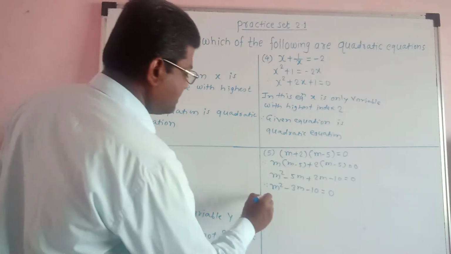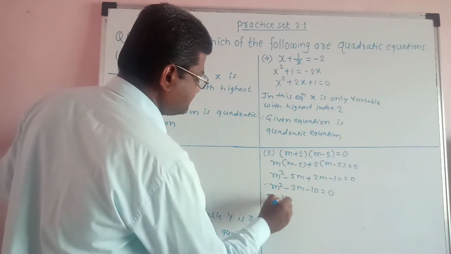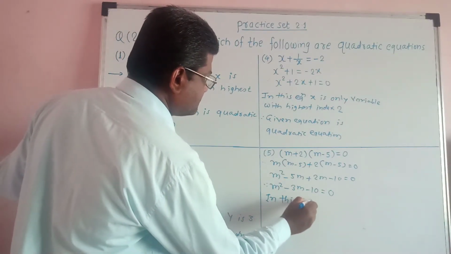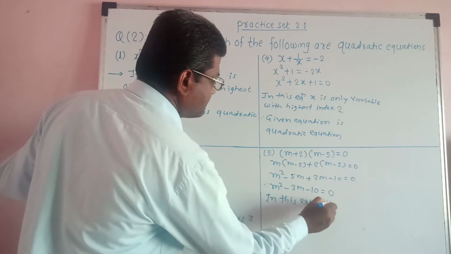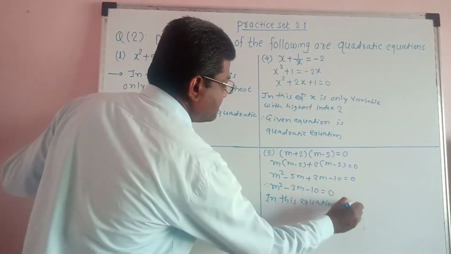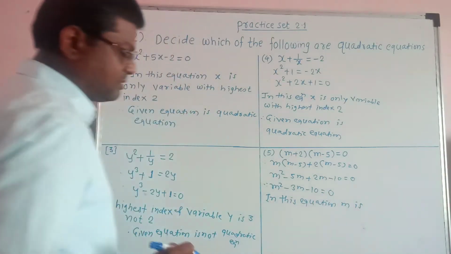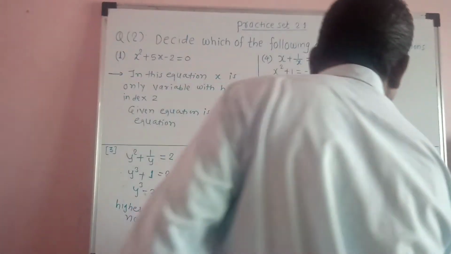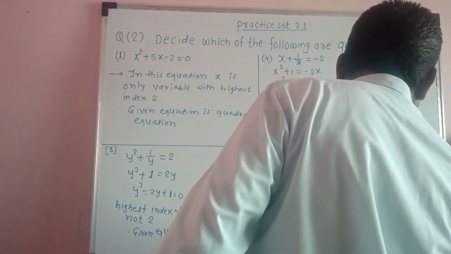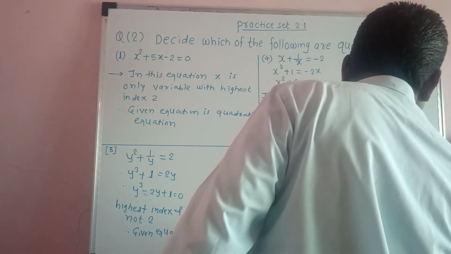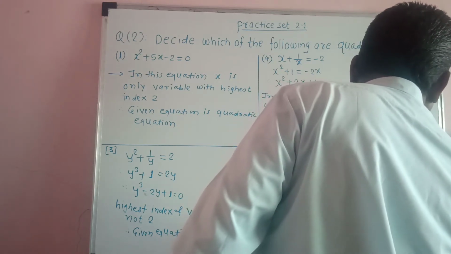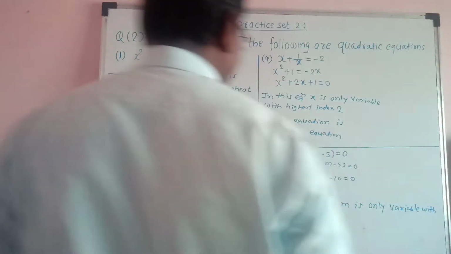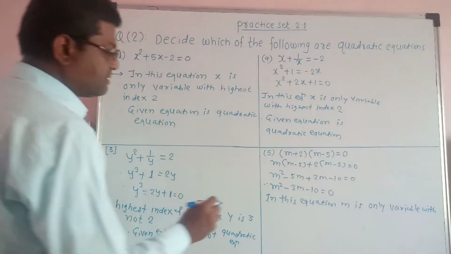So we write: in this equation, m is the only variable with highest index 2.